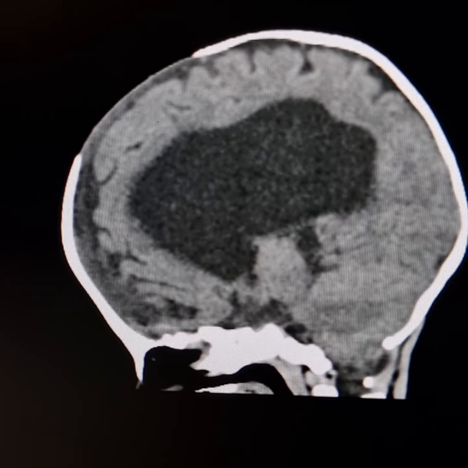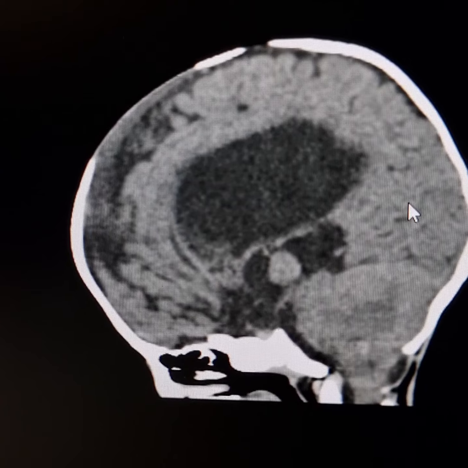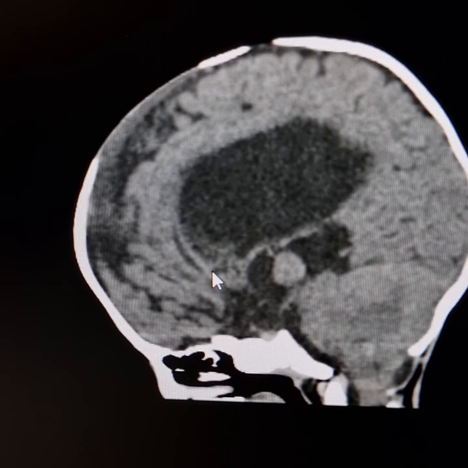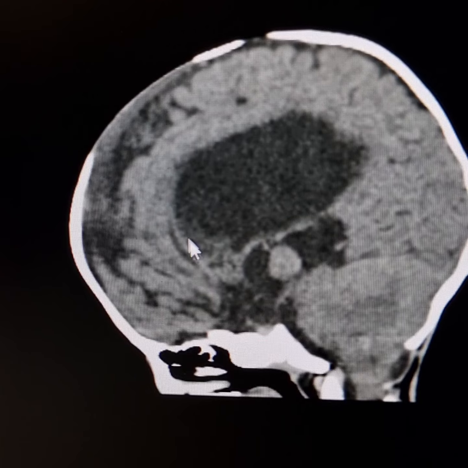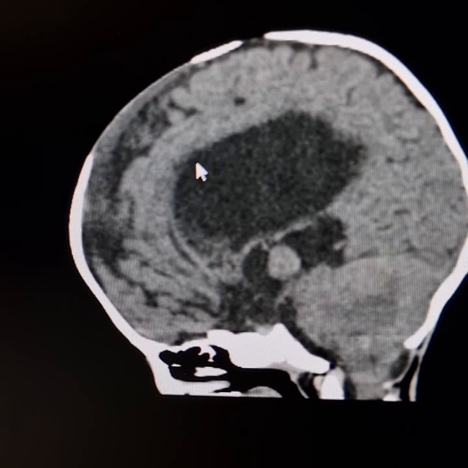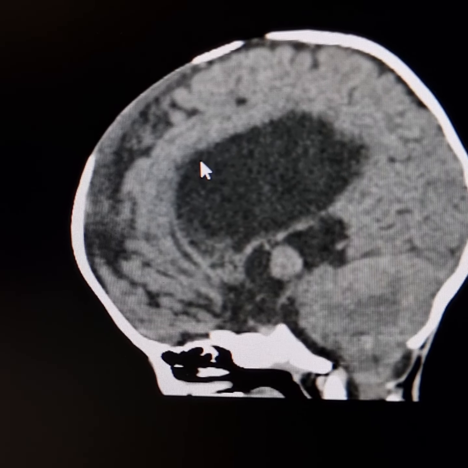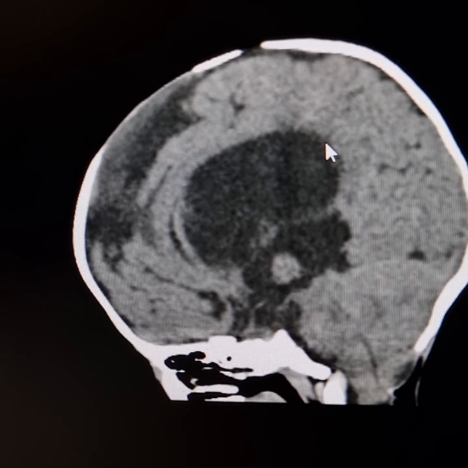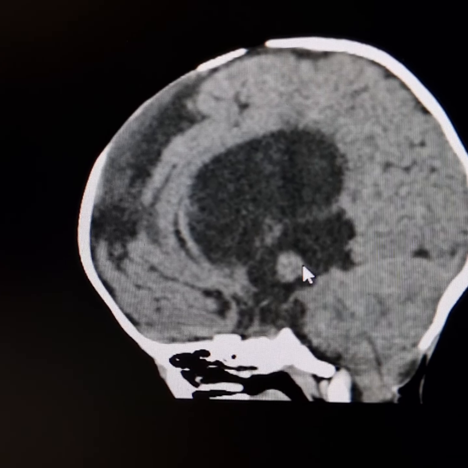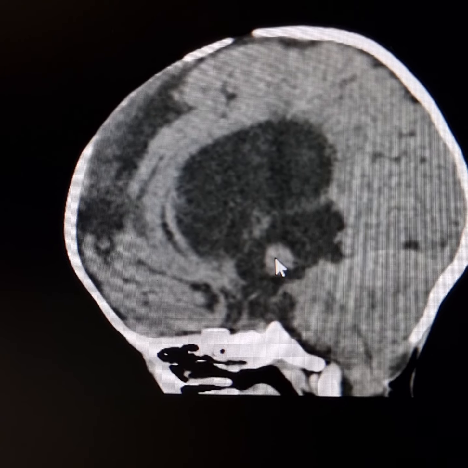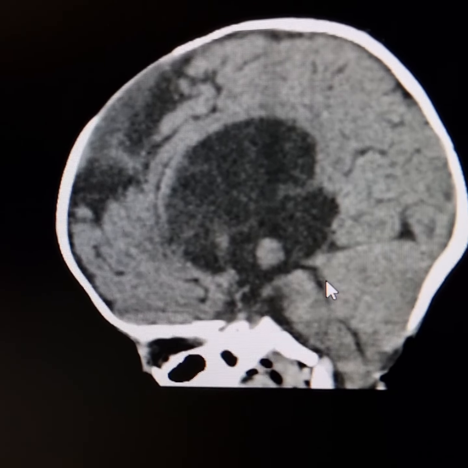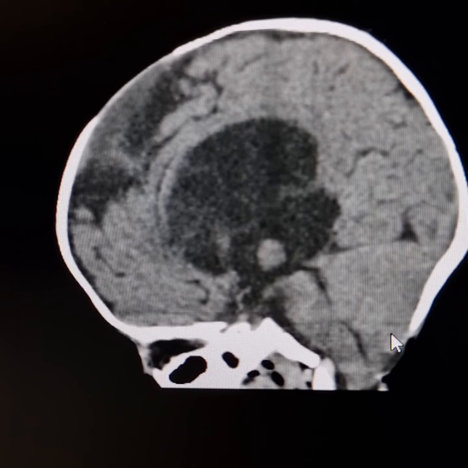This is the sagittal scan. This is the genu of corpus callosum, anterior part of the body of corpus callosum. Although it is thinned, posteriorly the body of corpus callosum and splenium are not traceable. This is intrathalamic adhesion or massa intermedia. This is the aqueduct which is slightly dilated.